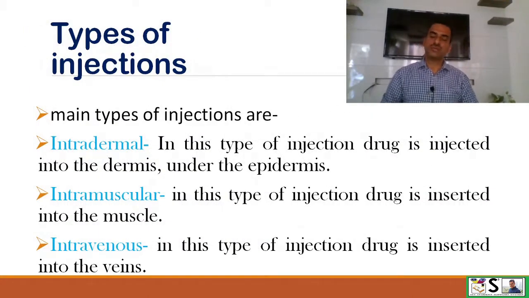Now we come to types of injection. There are many types of injections which you can generally use in the wards as well as in the OPD and dispensaries. These are intradermal injection. In this type of injection, the drug is injected into the dermis under the epidermis. As an example, you can take BCG. During vaccination, BCG is given intradermally.